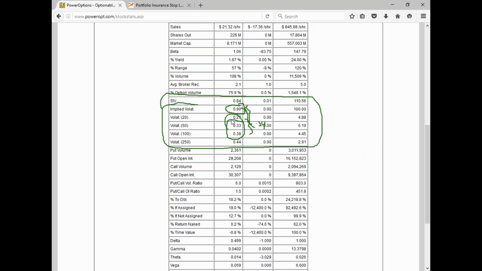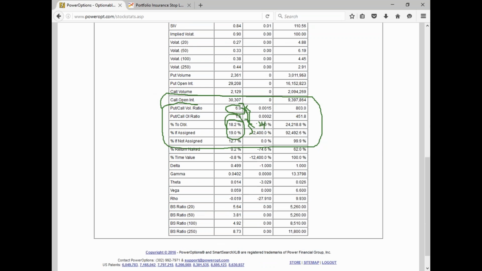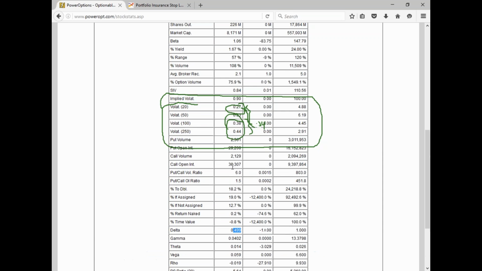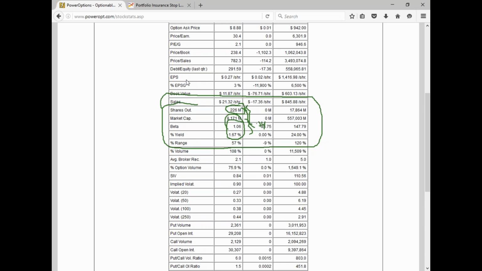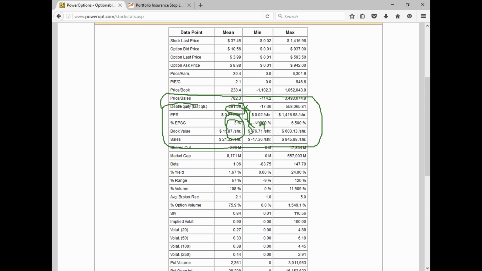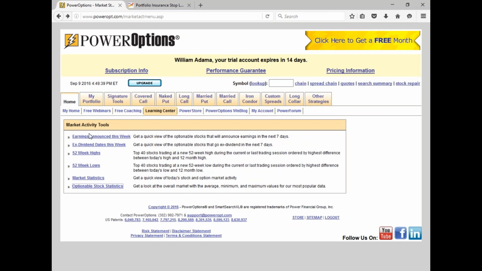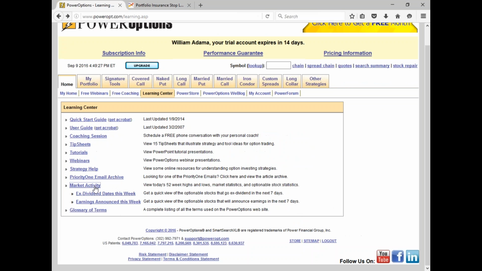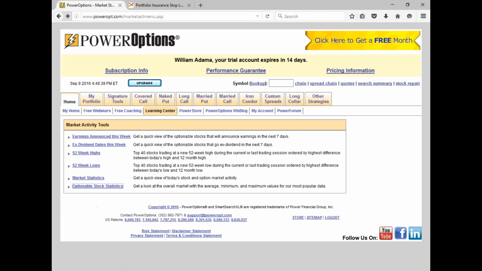All right. So now that we have the average there, and there's other things. If you wanted to know what the average delta is, shouldn't be a surprise, it's 0.5. You average out all the in-the-money and out-of-the-money options, the average delta is always going to be around 0.50, okay? But other things, like the average market cap, average earnings per share growth is 3%, and so forth. So you can check that out at any time. Remember, it's under the Learning Center, and then you click on market activity, and then you click optionable stock statistics.